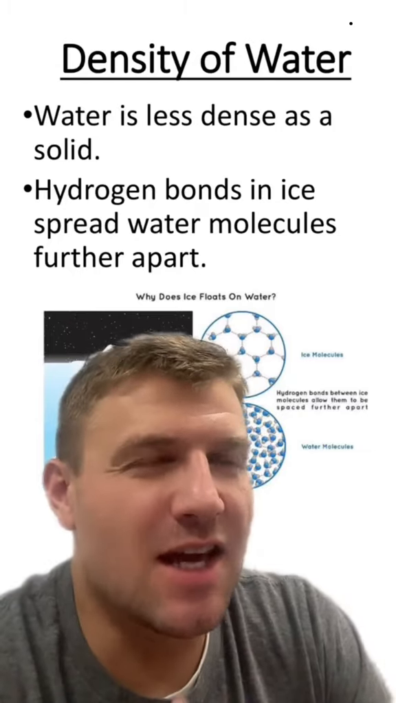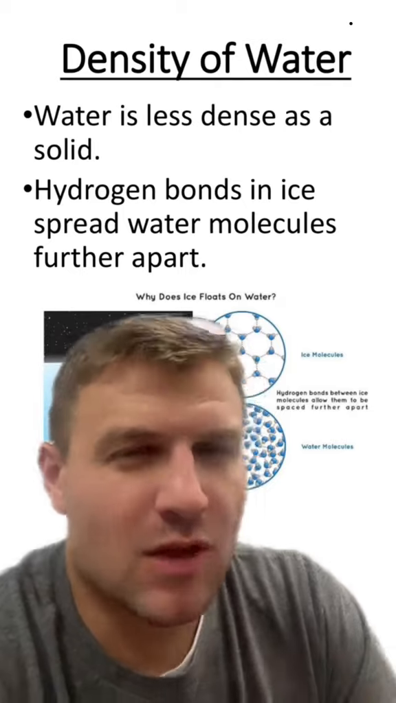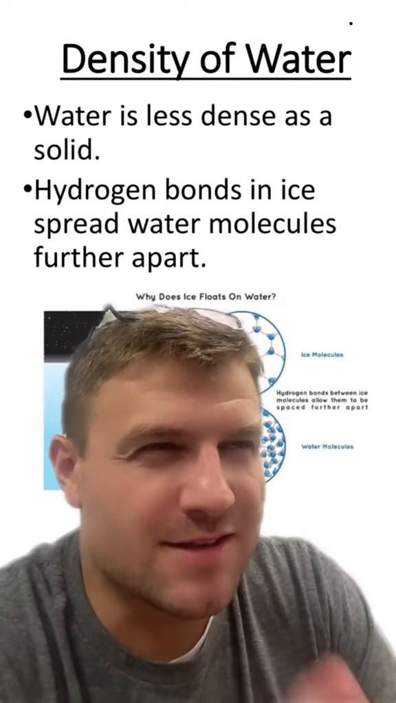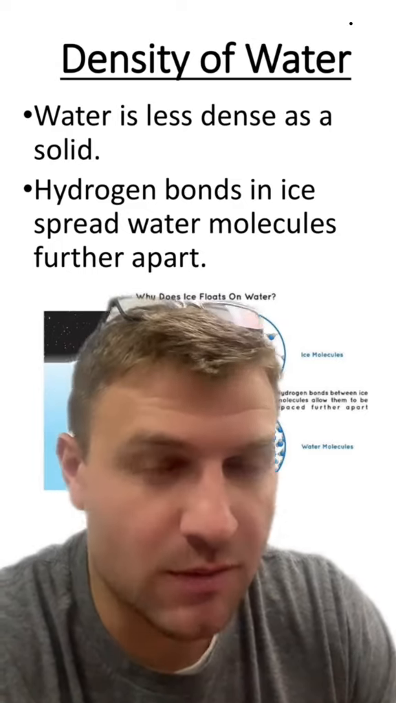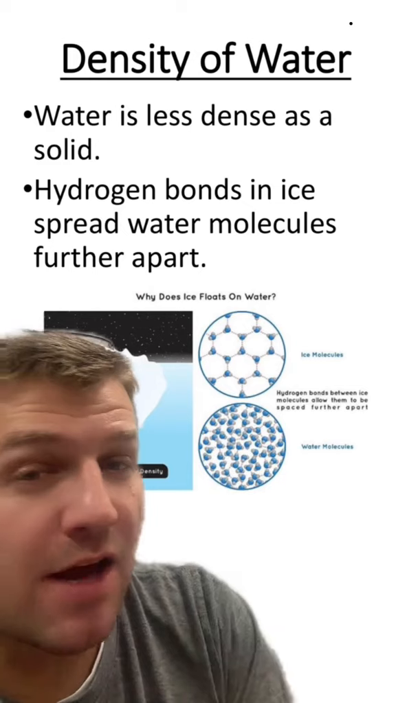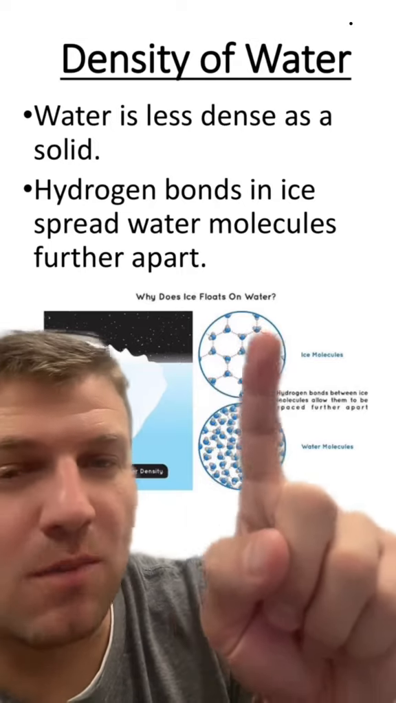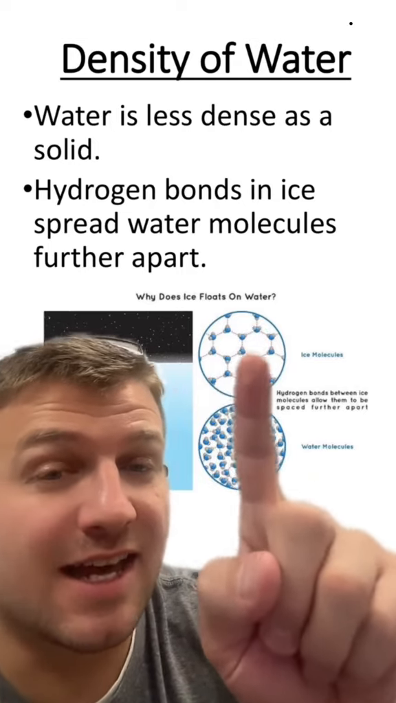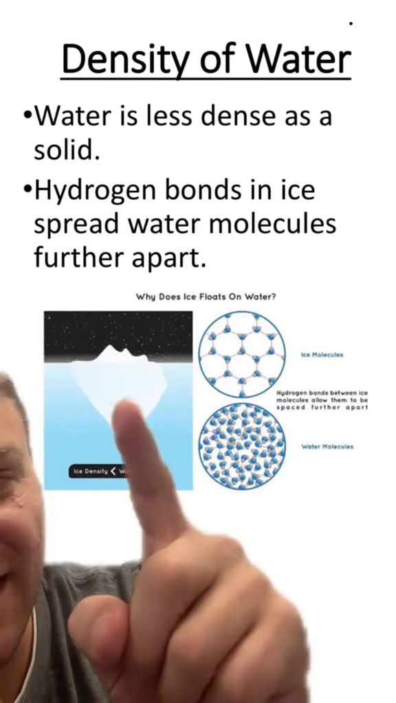Why is the density of water and ice so essential for life to occur on Earth? Remember that water is less dense as a solid, which means ice, which is the solid form of water, is going to float. This is because the hydrogen bonds spread out the water molecules in a given area. Because these water molecules are more spread out, it's going to be less dense as a solid compared to its liquid form. Again, which means ice floats.